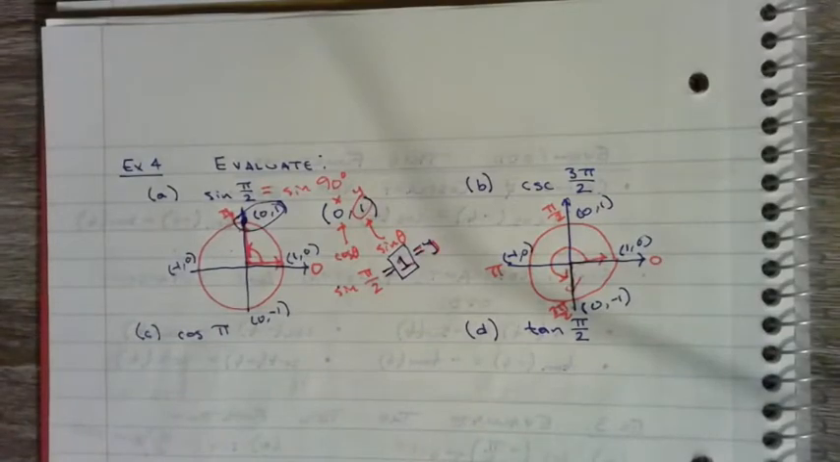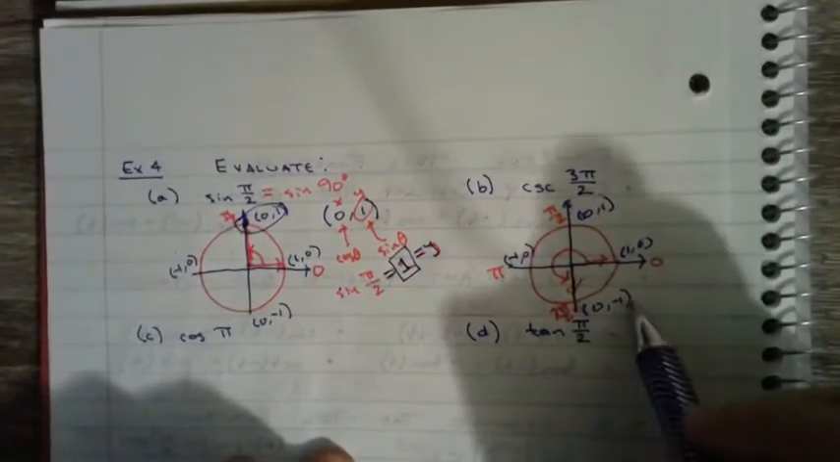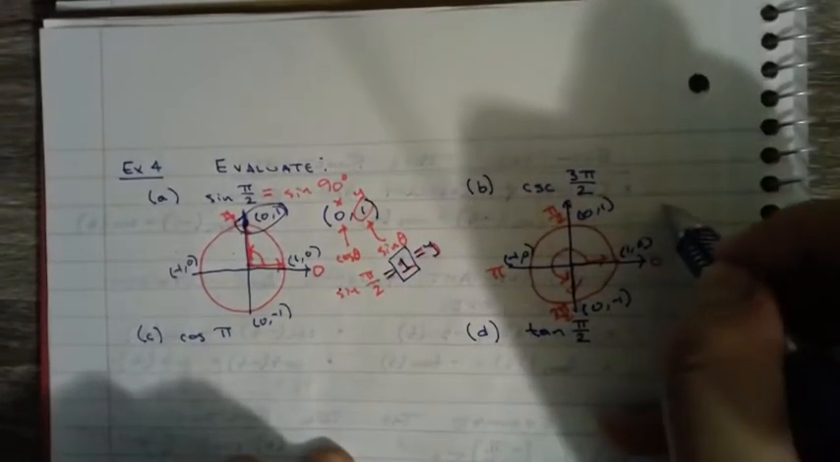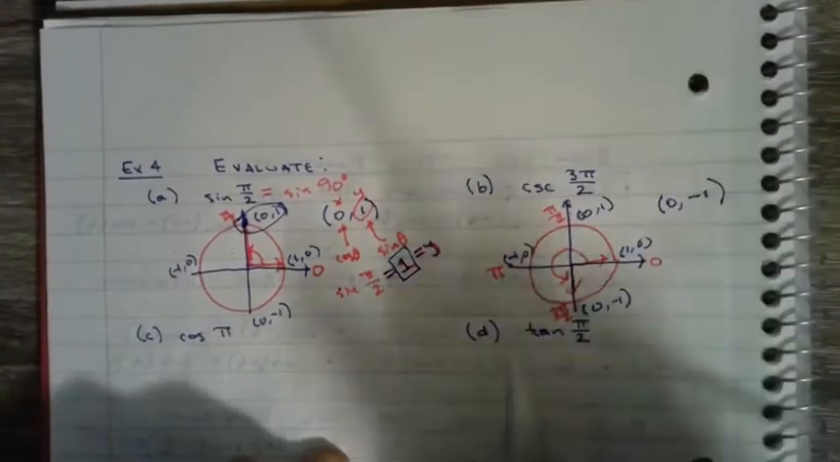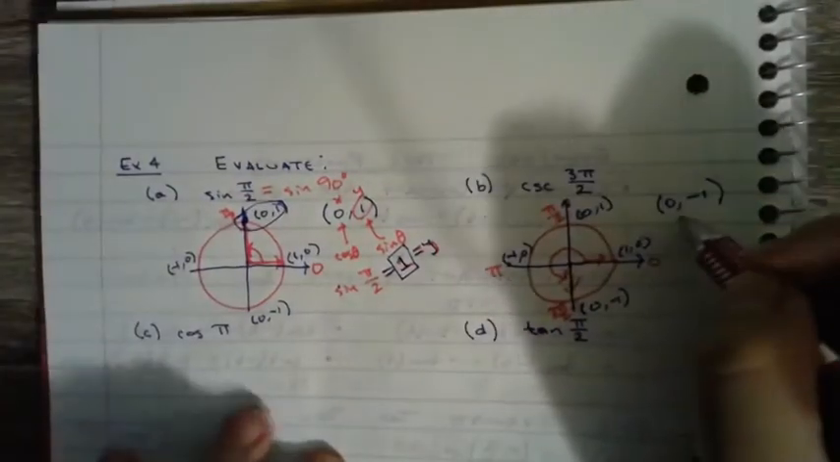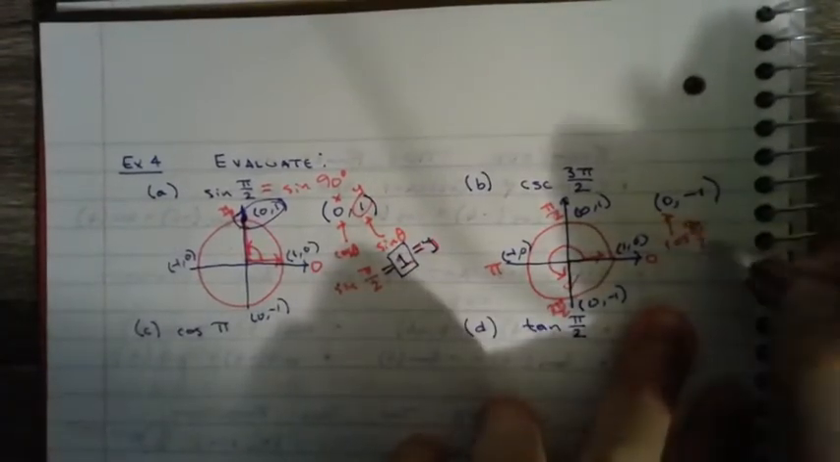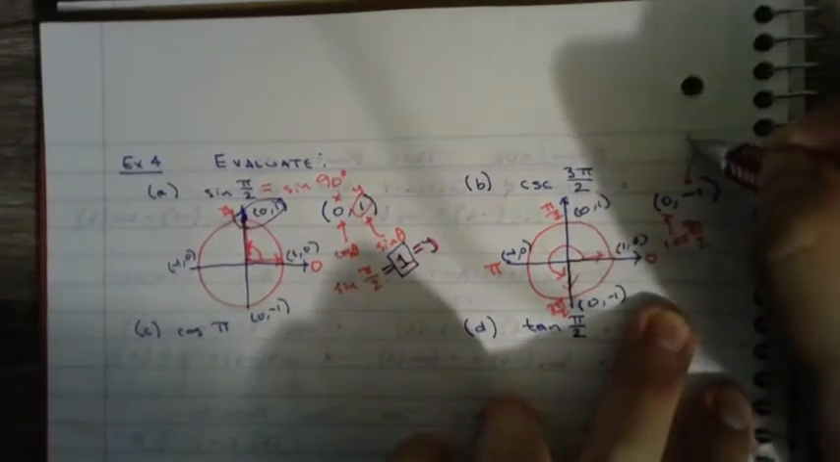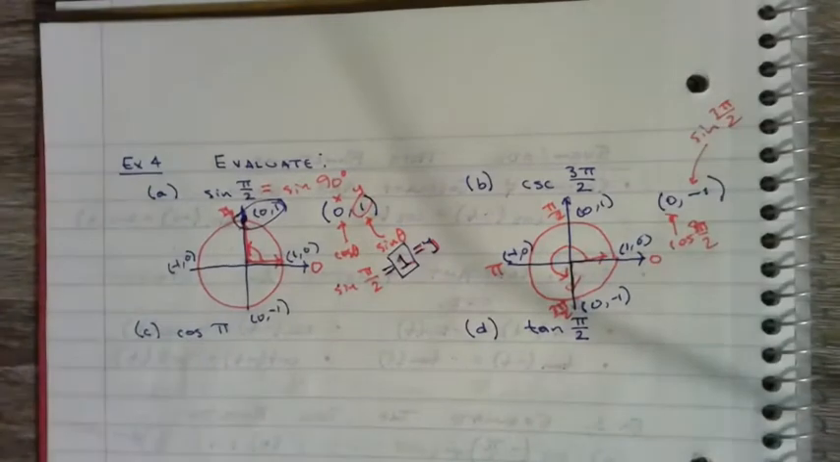Okay, now let's go from there. So again, what's the value that we have at 3 pi over 2? The value that we have is 0, negative 1. So again, we know that this is cosine of 3 pi over 2, and this right here is your sine of 3 pi over 2. Okay, so you have cosine and sine, right?